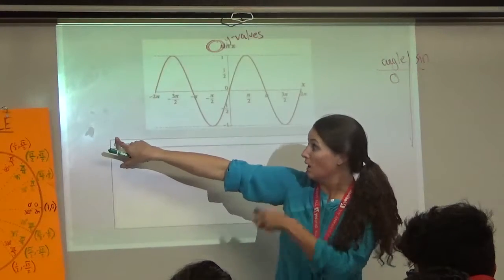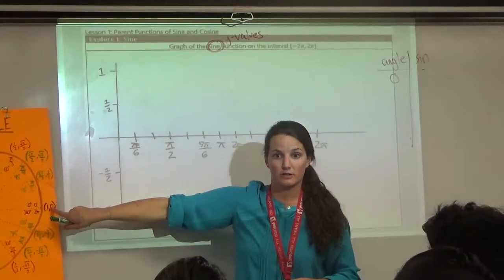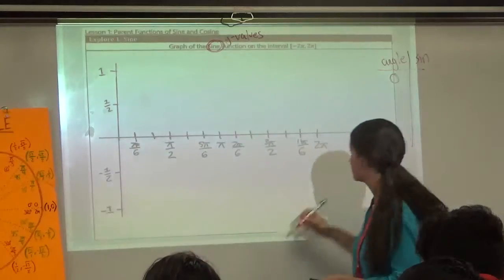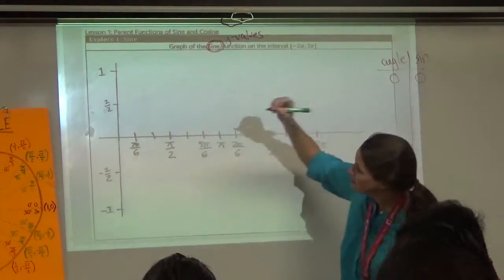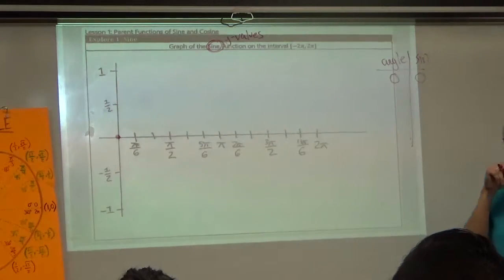Take a look. Over here at 0, the y value is 0, right? So we've got the point: the angle is 0, the sine is 0, so that is the point (0, 0). Okay, we're going to do 2 more.